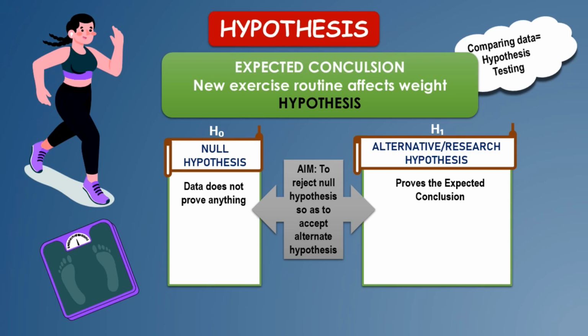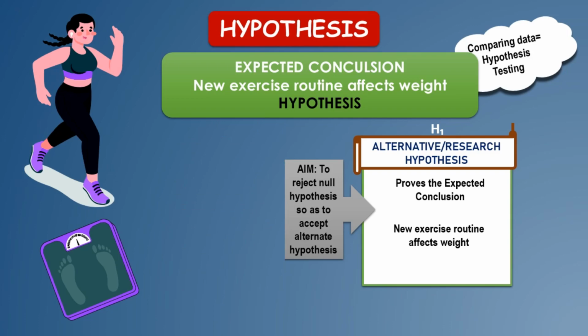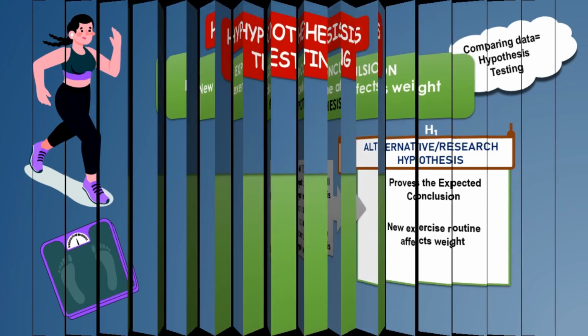So, in the previous example of the exercise routine, null hypothesis will be that the new exercise is not affecting the weight, whereas the alternative hypothesis will be the one where you want to prove that the new exercise routine is affecting the weight. So, if the data comparison rejects the null hypothesis that the new routine is not affecting the weight, then alternative hypothesis that the routine is affecting the weight automatically becomes true.